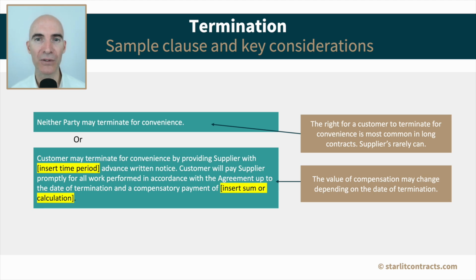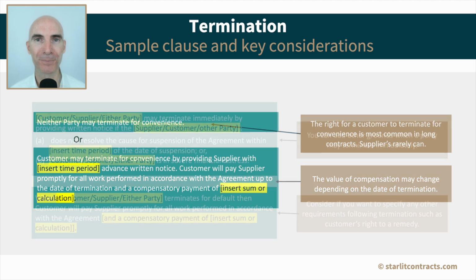So let's look at that sample clause. Customer may terminate for convenience by providing supplier with, and then you insert a time frame, advance written notice. Customer will pay supplier promptly for all work performed in accordance with the agreement up to the date of termination and a compensatory payment of, and then you insert a sum or calculation for that compensatory payment. Keep in mind that the timing when the customer terminates that contract for convenience might impact on the amount of compensation that you expect from them.